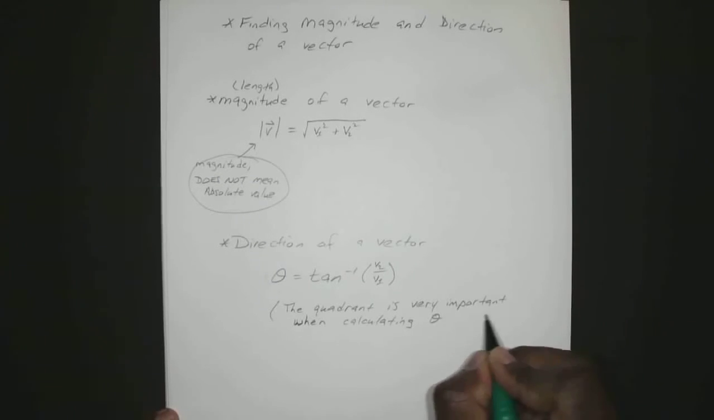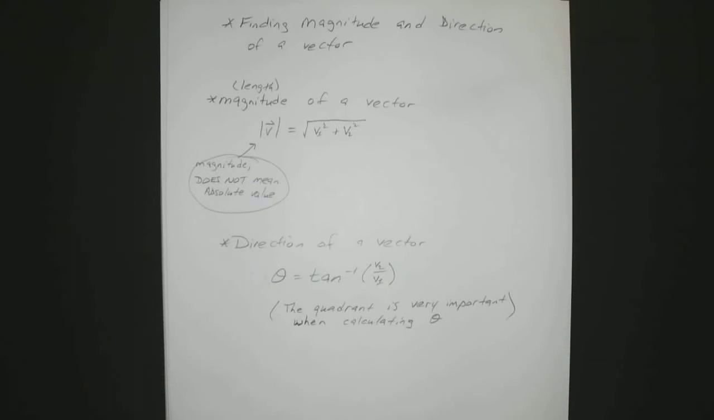when calculating your theta. Okay, so it all depends on which quadrant your vector is in. If your vector is in quadrant, let's say quadrant 3. No, I'm trying to think. Nope, if it's in quadrant 2, then you have your top and bottom will be negative.